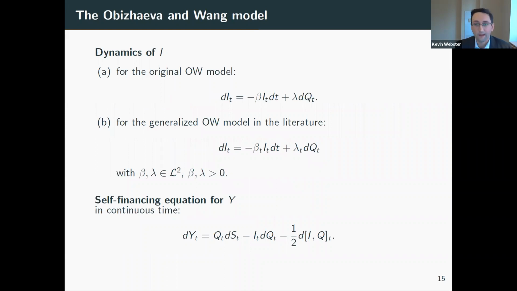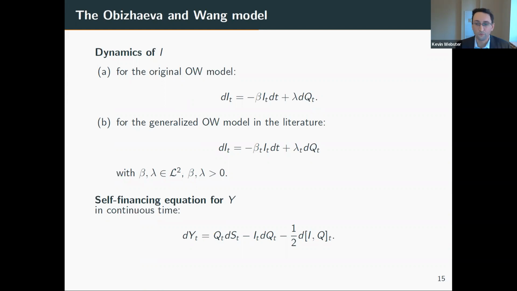So first, let me give myself an impact model, because it's going to be hard otherwise to prove anything. There are two cases that I care about: the original OW model, where the coefficients are constant, and the generalized OW model that Fruth, Schöneborn, and Urusov look at, or that Obizhaeva also looks at. Both of them are linear stochastic differential equations, and either the coefficients are constant or they're stochastic. There is a no-arbitrage condition between lambda and beta for this model to make sense. There's also a self-financing condition that needs to be satisfied for all this to make sense.